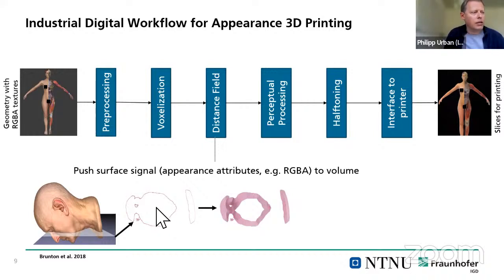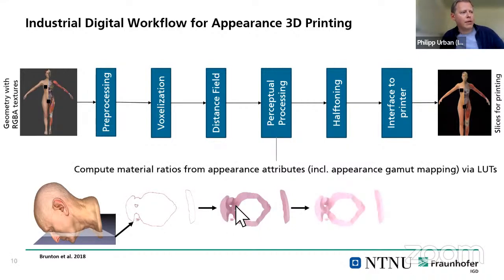And this is done by a distance field that basically computes for each voxel within the volume the shortest distance to the surface. And based on this shortest distance, appearance information is then pushed into the object. And then the appearance information is in the object, and we need to compute material ratios from appearance attributes. And this is in industrial workflows typically done by lookup tables.